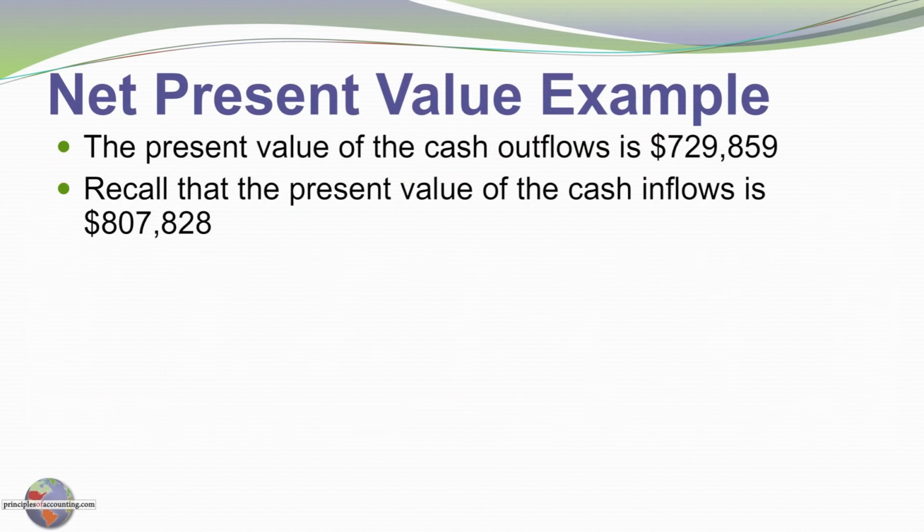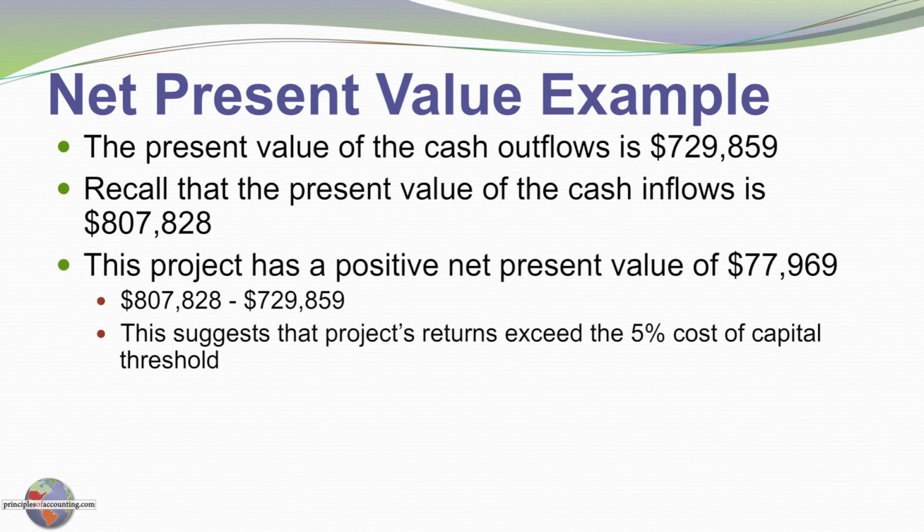Present value of the cash outflows is $729,859, compared to the present value of the cash inflows of $807,828. That was evident in the previous module. And so this project actually has a positive net present value of $77,969. The present value of the inflows exceeds the present value of the outflows. We would accept that project.